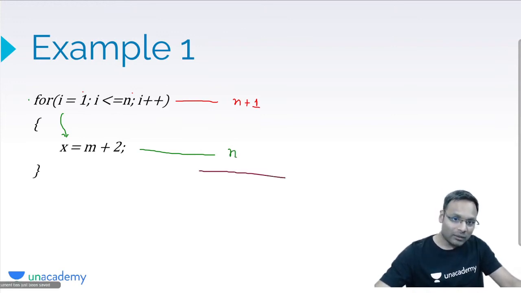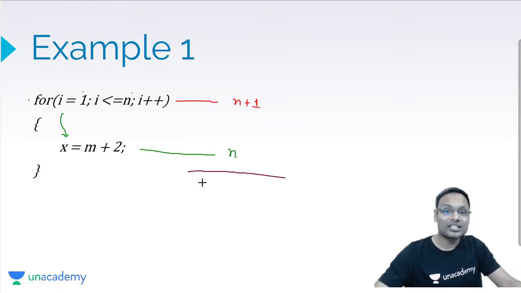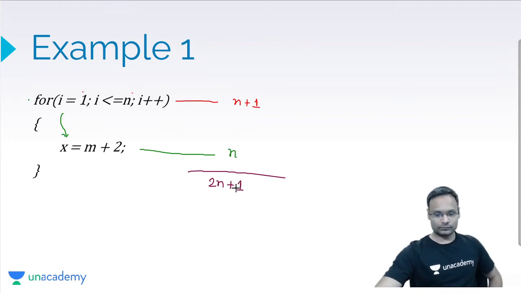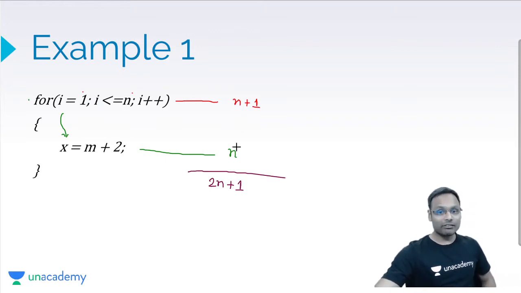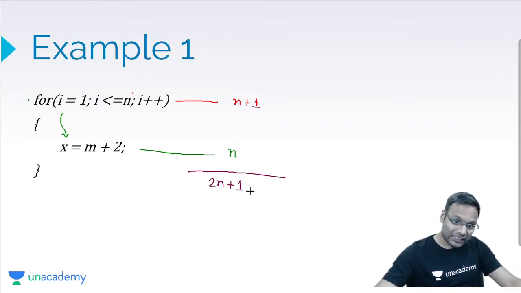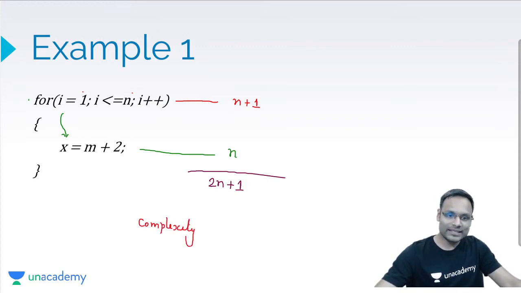Total how many operations or steps have you run? 2n plus 1. Now in that case, whatever the n value is, the number of steps is in terms of a linear equation. So I can say the complexity is linear. And how do you denote complexity? Linear.